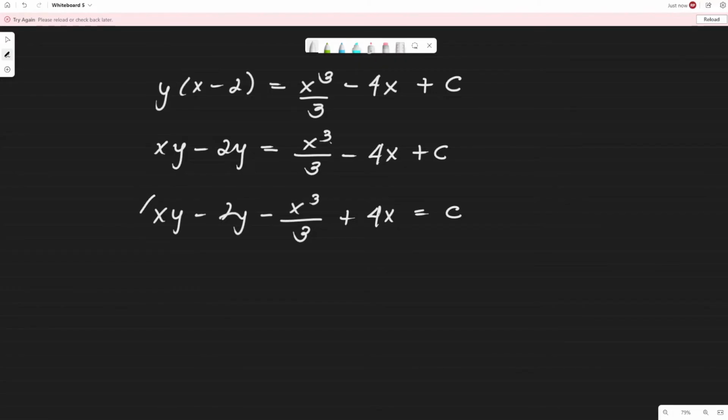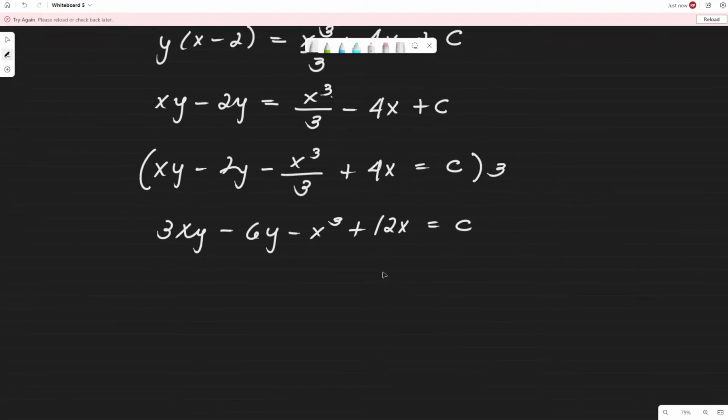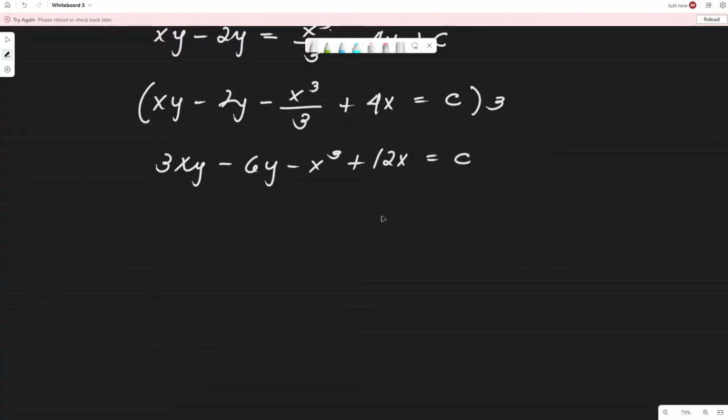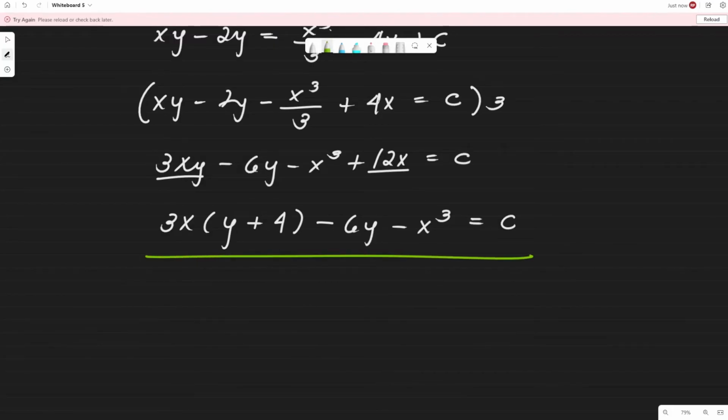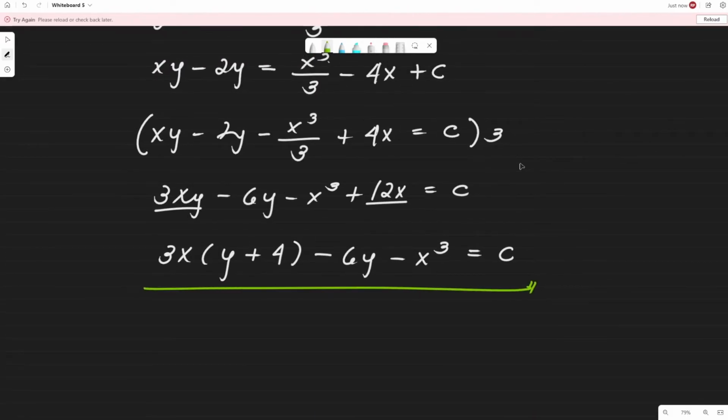Tapos, pwede akong mag-multiply ng 3, just to eliminate the denominator. So, we'll have 3xy minus 6y minus x cubed plus 12x is equal to c. Kasi arbitrary constant naman yan, hindi magbabago yung pagka-c niya. Ayan. So, can this be our answer? Yes, so, this can be our answer na. We can also factor out 3x between here and here. So, we'll have 3x times y plus 4, minus 6y minus x cubed is equal to c. Okay, but I think this one, yung nasa taas, this will do.